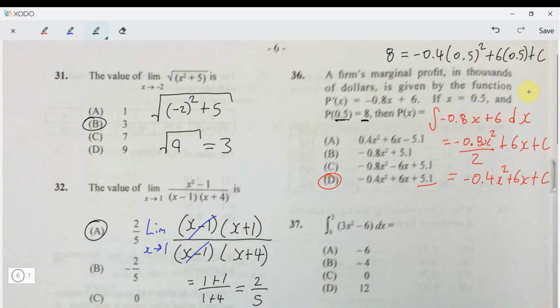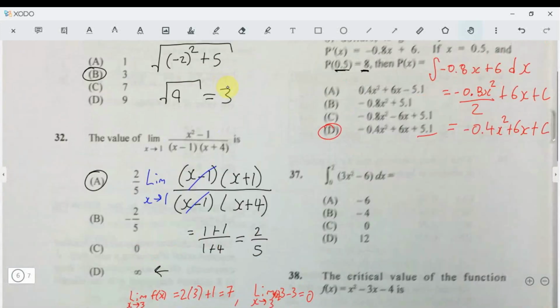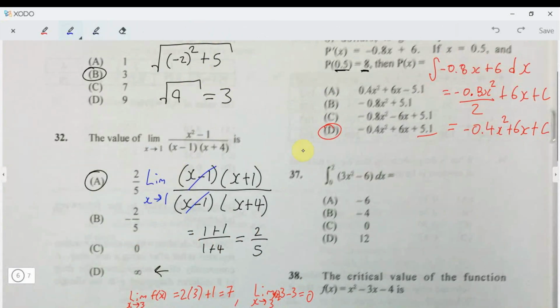I guarantee if you transpose it, that will give you c equal 5.1. But this is what it's going to be, option D. Now question 37, easy integration. The integral from 0 to 2 of 3x squared minus 6.